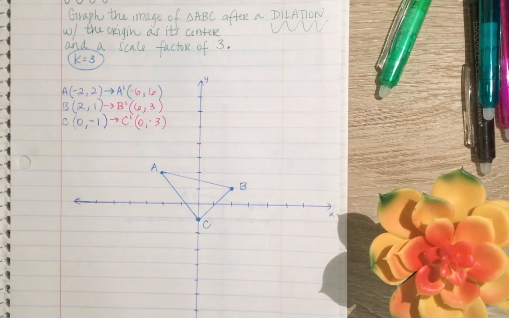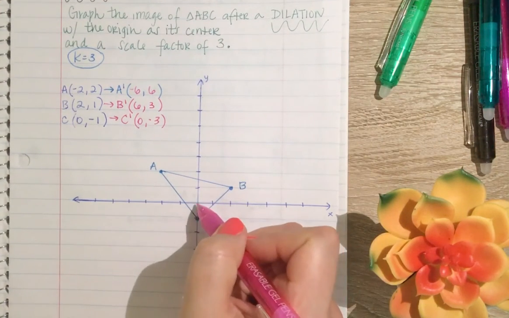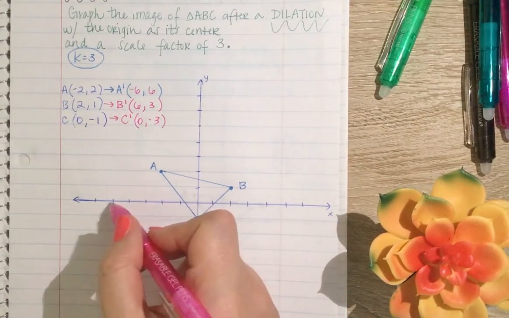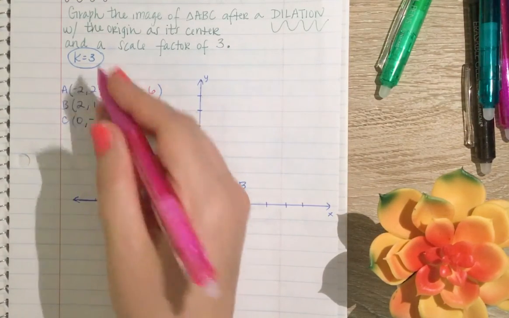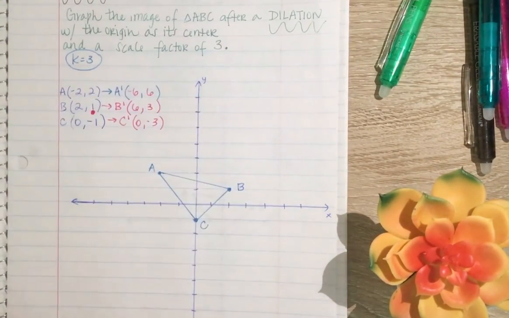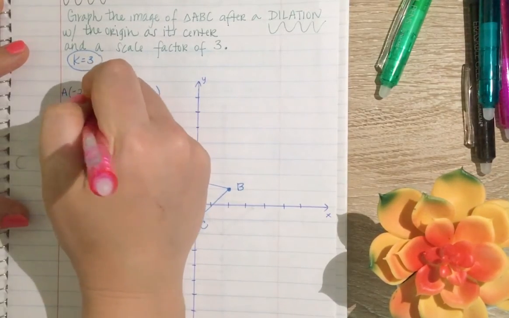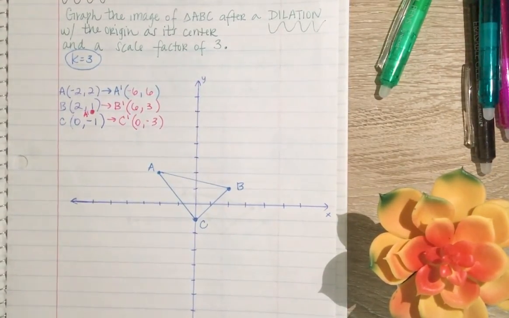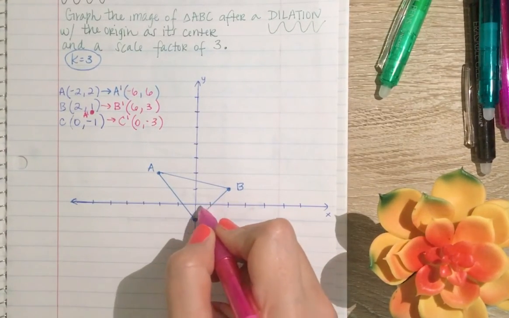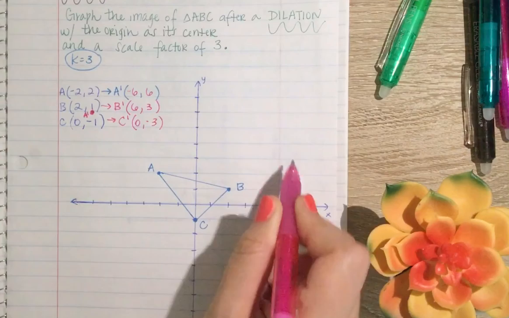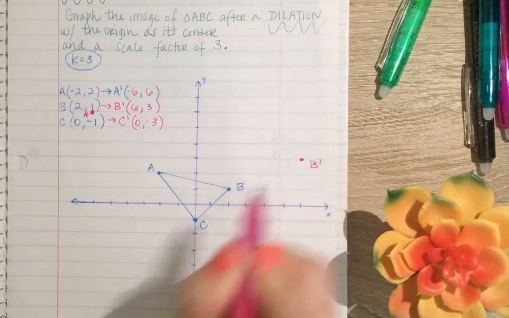All right. Now, what are we going to do? Well, we're going to plot our primes. So let's go ahead and plot A prime, -6, 6: 1, 2, 3, 4, 5, 6 to the left, 1, 2, 3, 4, 5, 6 up. That's A prime. I'm going to go ahead and label it. B prime is +6, +3, so we have 1, 2, 3, 4, 5, 6, 1, 2, 3, that's B prime. I'm going to go ahead and label it.